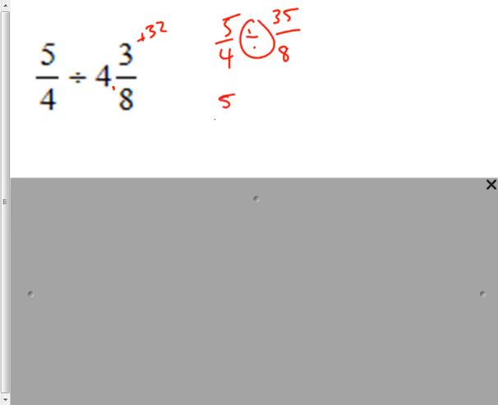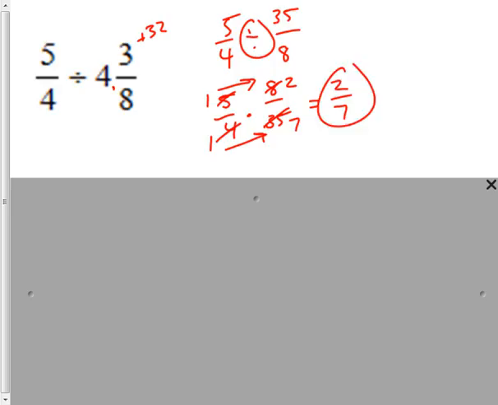So we're going to go 5/4 times 8/35. All right, so now looking at this, I can do some simplifying here. The 4 is going to be a 1, 8 is going to be a 2, 5 is going to be a 1, 35 is going to be a 7. Now I can multiply across, and I'm going to get 2/7 as my answer.